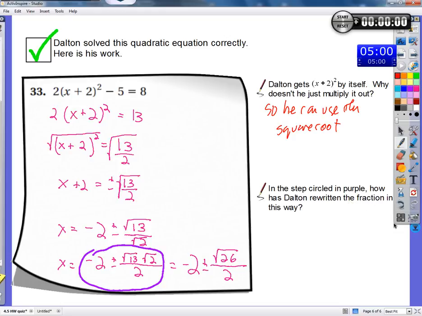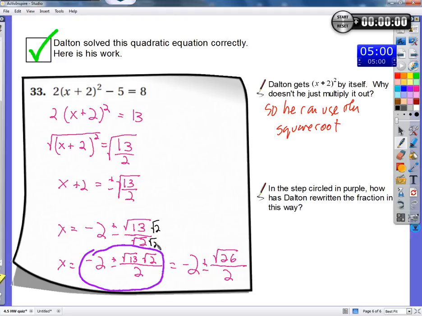How has Dalton rewritten the fraction in this way? How did he get from here to here? Square root of 2 in both the numerator and the denominator. Multiplied by the square root of 2. Okay. We're going to be specific here. So he multiplied by the square root of 2 down here and up here.